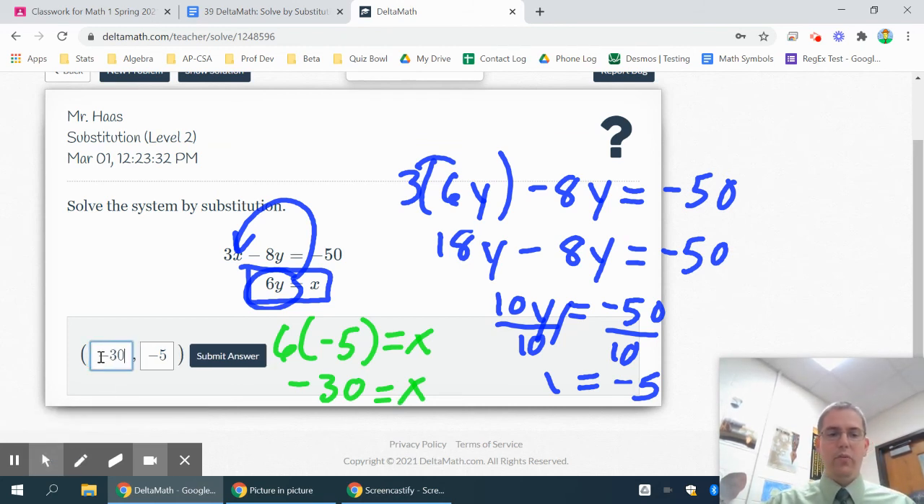And that is how you do these problems. I think in all of the ones in this step, you'll have one equation solved for a variable. You can substitute in and find one answer and then plug that answer in to the equation you started with to get your other answer.